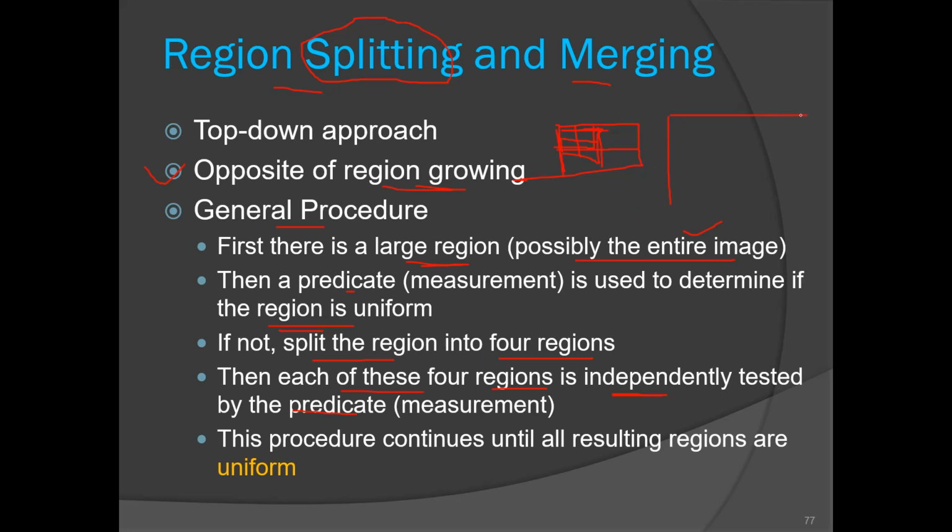After splitting, consider we have obtained two adjacent subregions, and it can happen that these two adjacent regions are uniform. Then we have to merge these neighboring regions. This procedure continues until all regions are uniform.